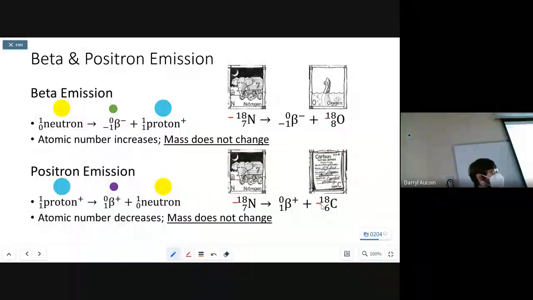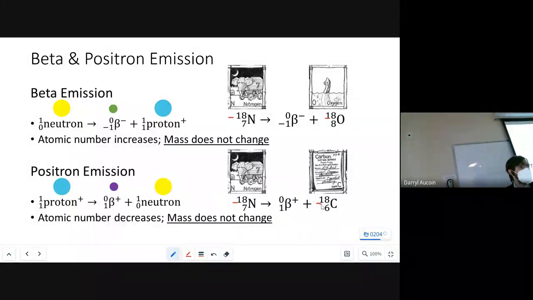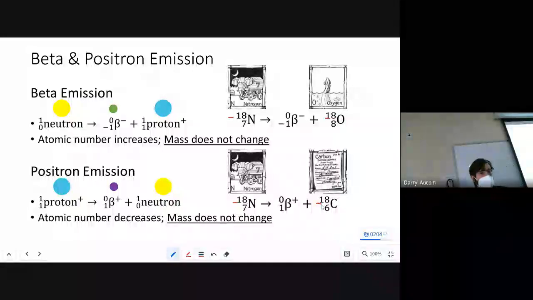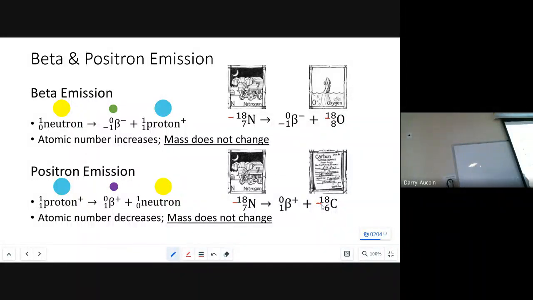We see the mass is the same, so we know it's not alpha, because with alpha the mass is going to go down by 4. With beta and positron, it's going to stay the same. So we can rule out one of our types of decays just by looking at mass. But then when the mass is changing, or not changing, you have to look at the atomic number. For an alpha, the atomic number is going to go down by 2. For a beta, the atomic number actually goes up. And for the positron, the atomic number goes down, but by only 1.